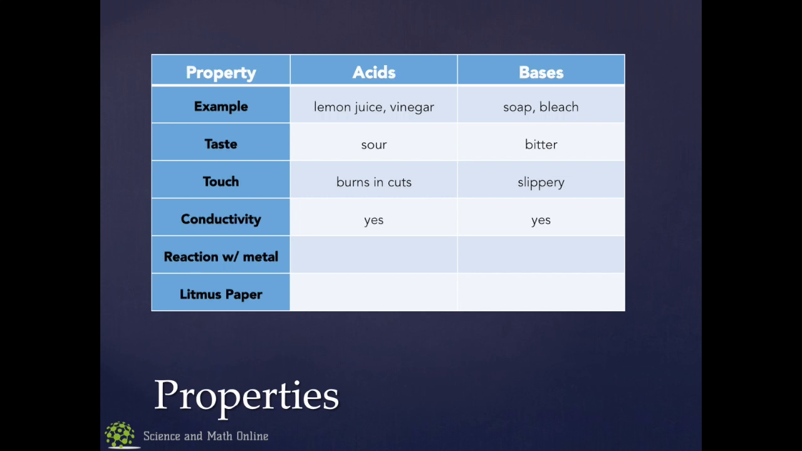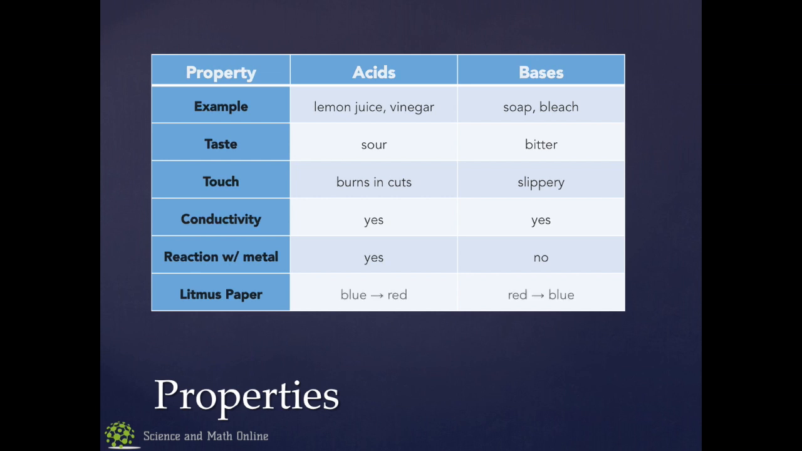Acids and bases both conduct electricity fairly well, just because there are ions in both of them, which we'll see as we go along. Acids tend to react with metals, bases no. A major exception would be sodium hydroxide, which is a strong base, and aluminum, which have a very violent reaction. But in general, it's acids that react with metals and not the bases.